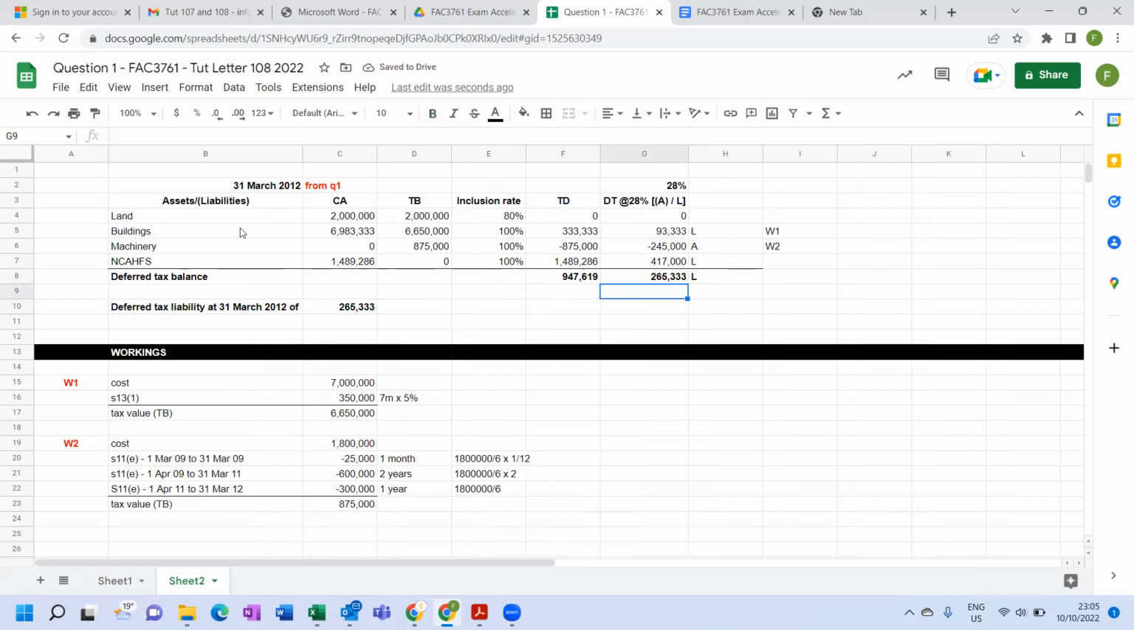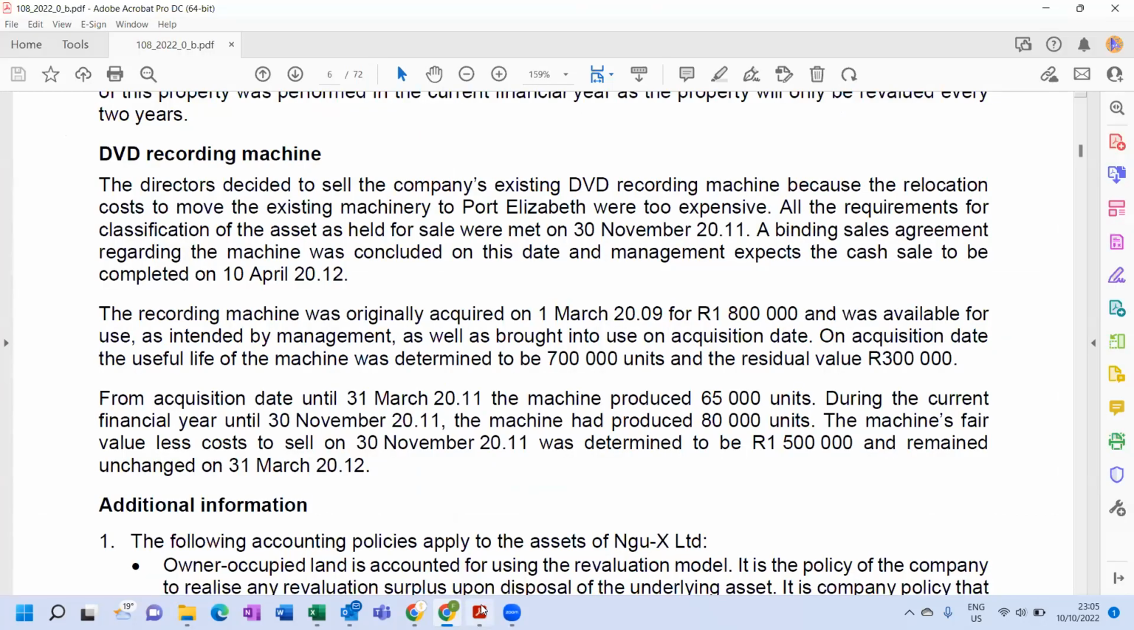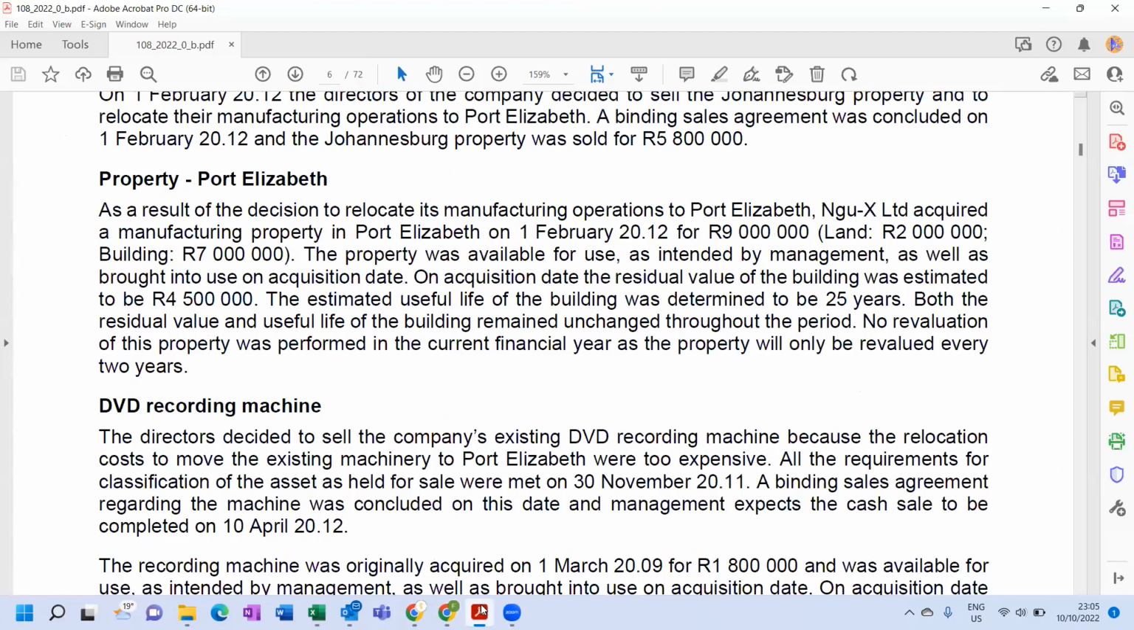So very important: always identify all the assets and all the liabilities from a tax point of view as well as from an accounting point of view at that date, but only the assets and liabilities that draw a tax consequence. You don't have to include other assets and liabilities that do not have a tax consequence. Technically you did not have to include that, but I wanted to include it for completeness. So that is question 1 and question 2 of this question.